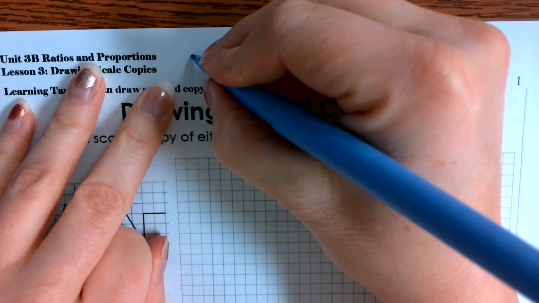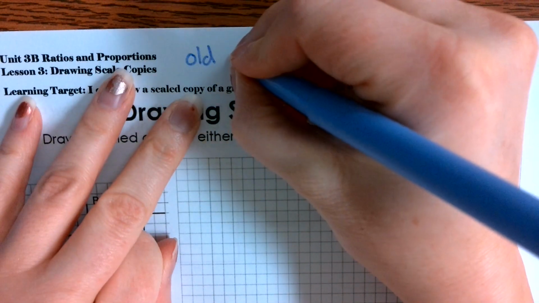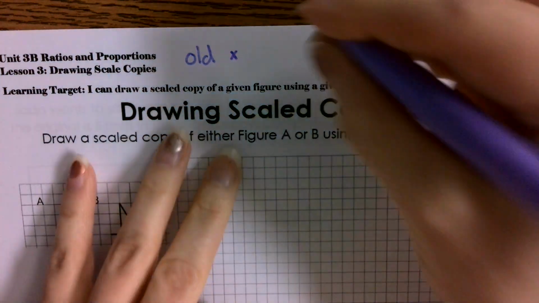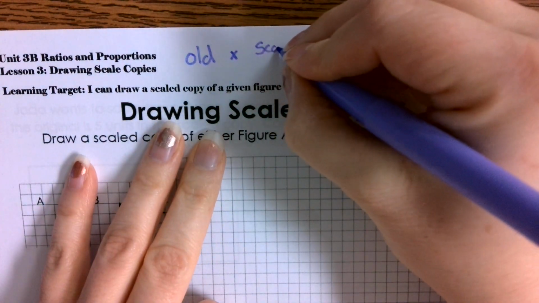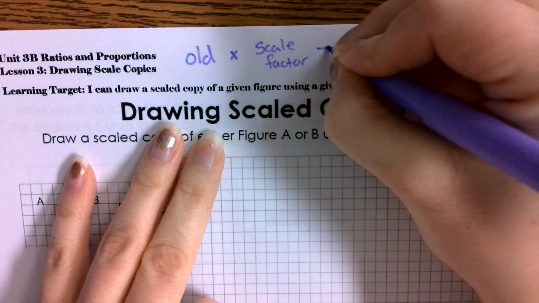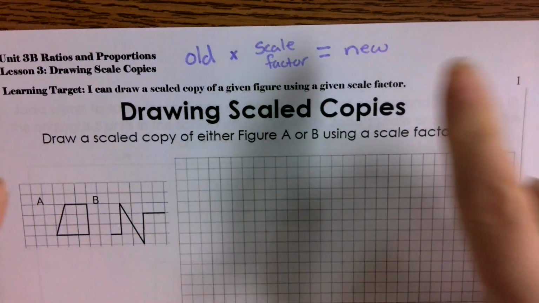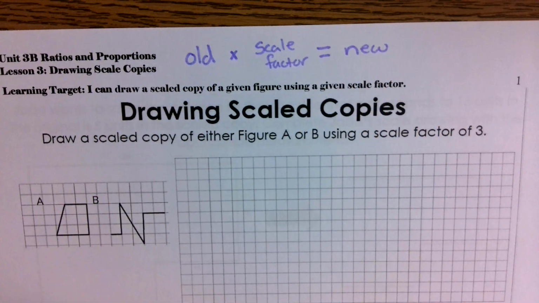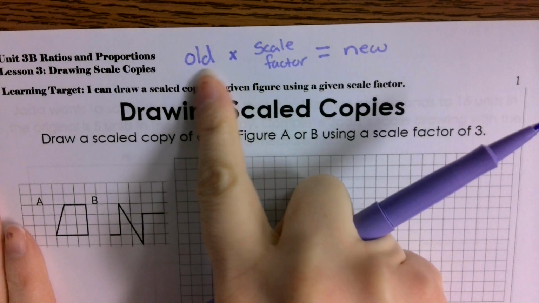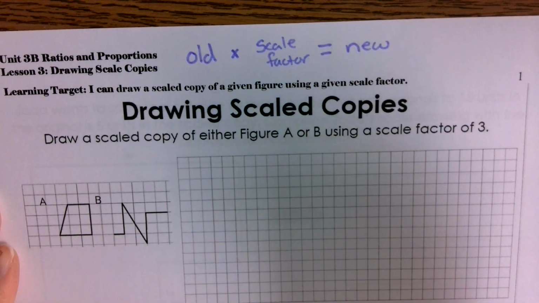You're going to take your old and you're going to multiply it by your scale factor, and that will equal your new. Because remember, we could take new, divide it by old, and that gave us the scale factor. It's kind of like working with equations, you do inverse operations. So our old values multiplied by the scale factor is going to equal whatever our new value is going to be.